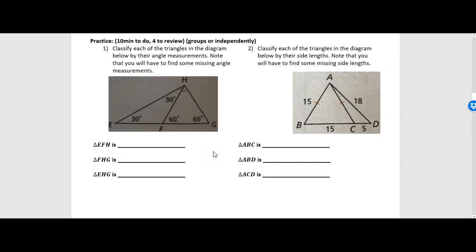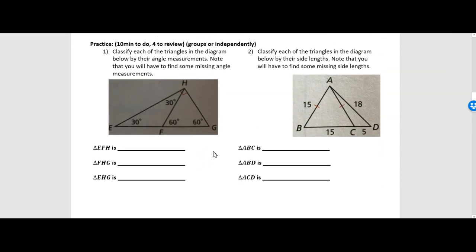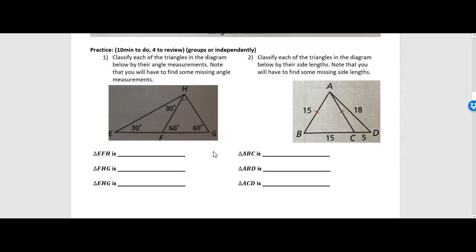We'll actually do both of these, because one is based on angles, one is based on sides. It says classify each of the triangles in the diagram below by their angle measurements. You may have to find some missing angle measurements. So remember that theorem I talked to you about: all three angles of a triangle need to add to 180. We'll prove that later, but just understand that for now.